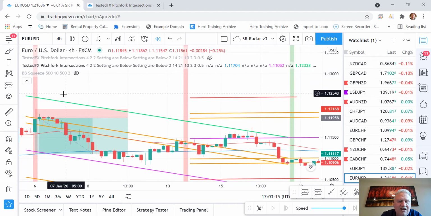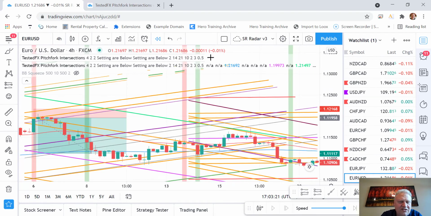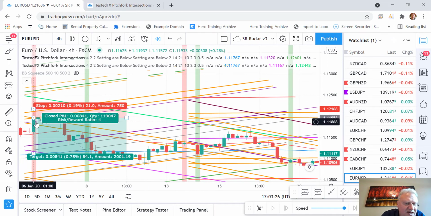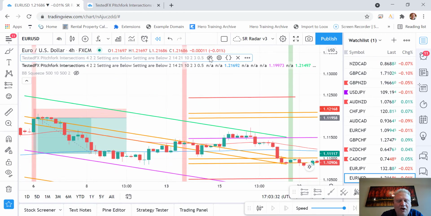So you'll just scan along. Whenever you see a new pitchfork, look for a rejection and just turn this on when you see something starting to happen, looking for a confirmation. And that's how you do it. You just count 1, 2, 3 and enter. And that's how it's done. So I hope this helps.